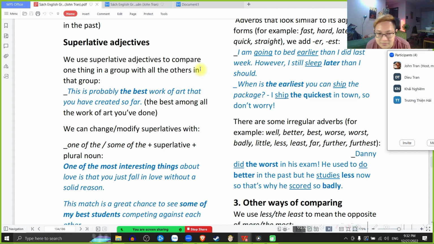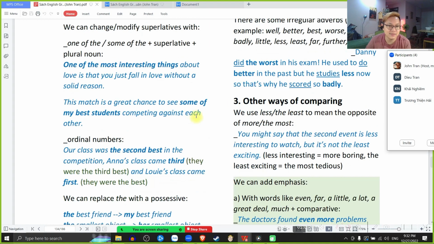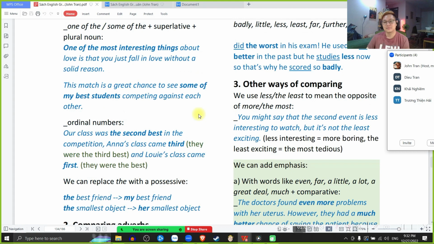This match is a great chance. This match is a great chance to see some of my best students competing against each other.